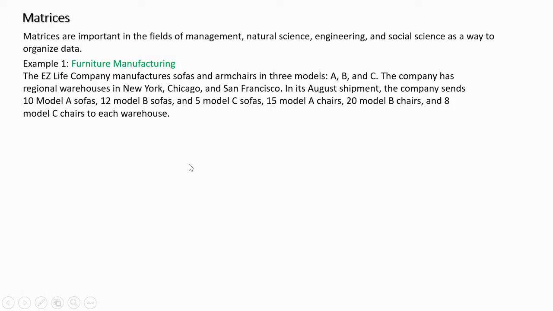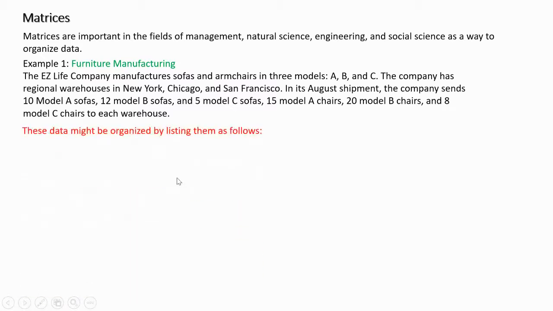Now this is an example. I'm going to start you off with how we can use a matrix with example number 1: furniture manufacturing. Let's say the Easy Life company manufactures sofas and armchairs in 3 models, model A, B, and C. The company has regional warehouses in New York, Chicago, and San Francisco. In its August shipment, the company sends 10 Model A sofas, 12 Model B sofas, and 5 Model C sofas, 15 Model A chairs, 20 Model B chairs, and 8 Model C chairs to each warehouse.